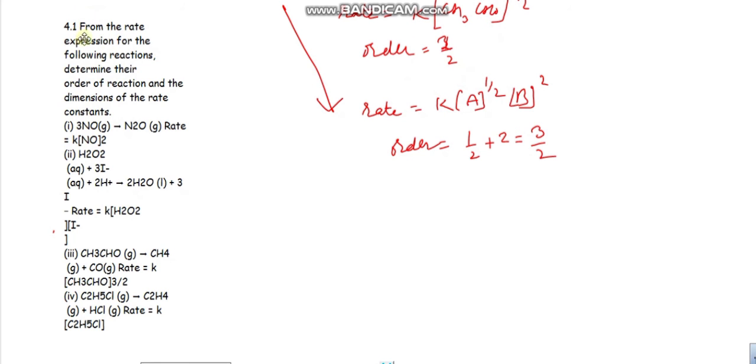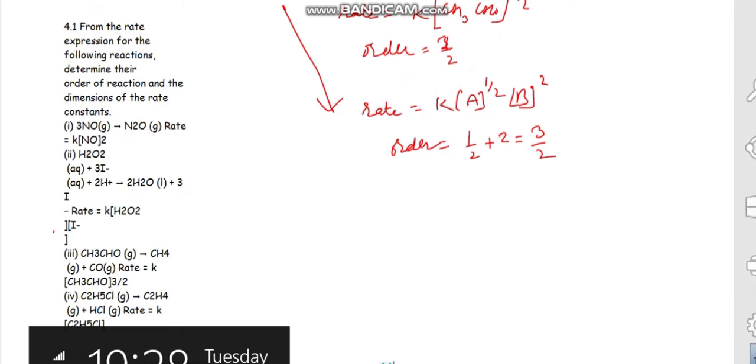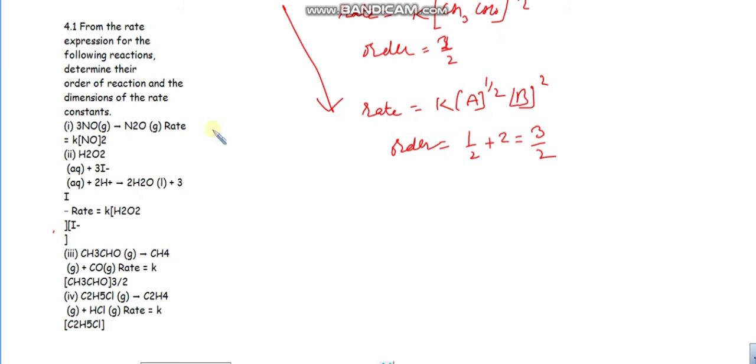We can take some examples from NCERT also. With the help of this question, we can learn how the order of reaction can be determined. So this is one question, one reaction. From the rate expression for the following reactions, determine their order of reaction and the dimension of the rate constant. So here, this is the rate for 2NO2 giving N2O4, and the rate is given, rate is equal to K NO2 squared.